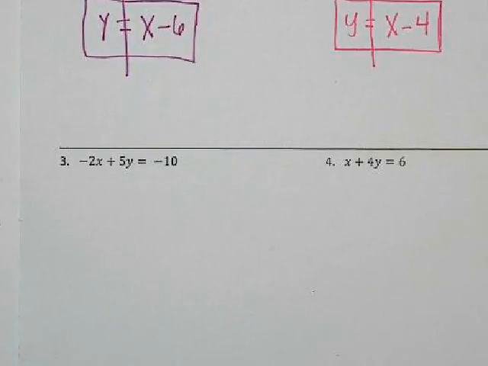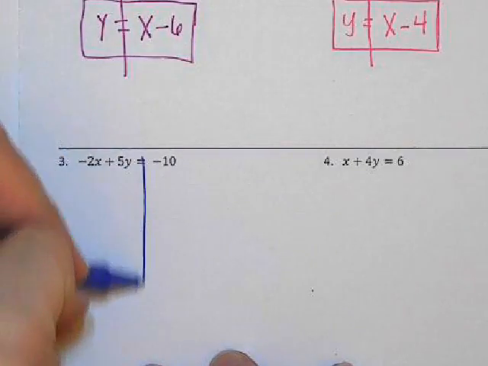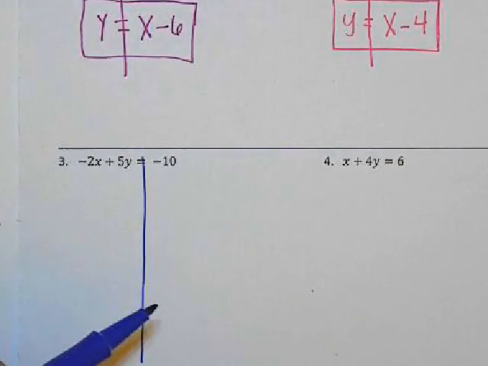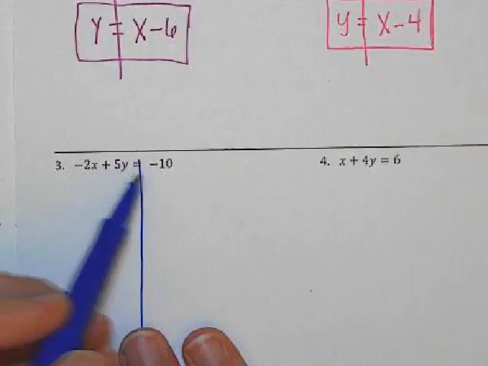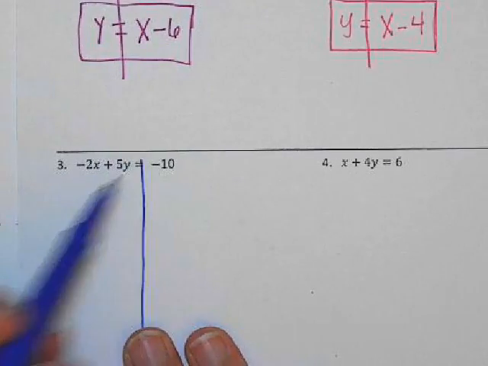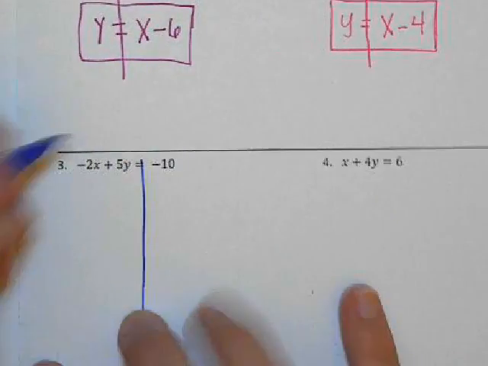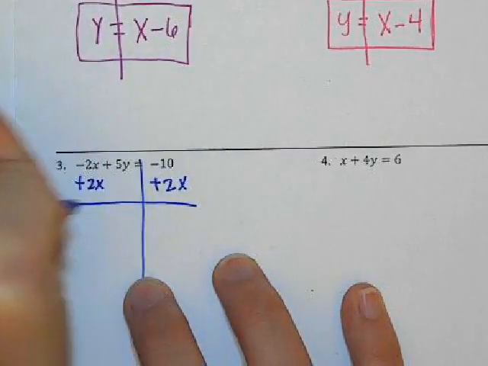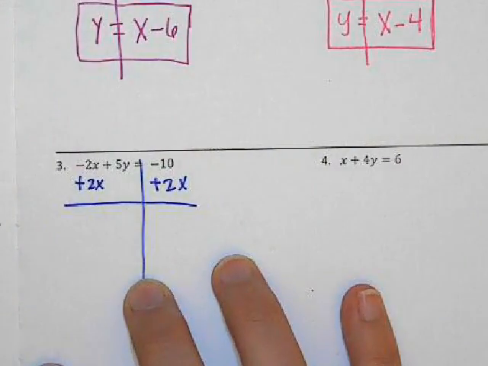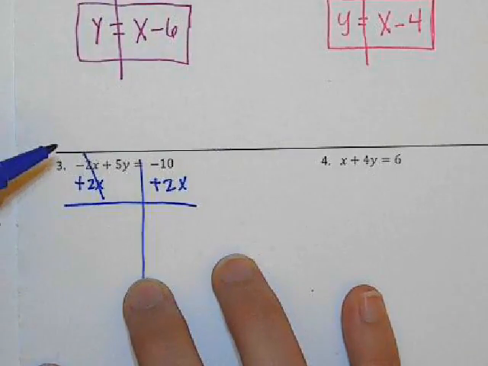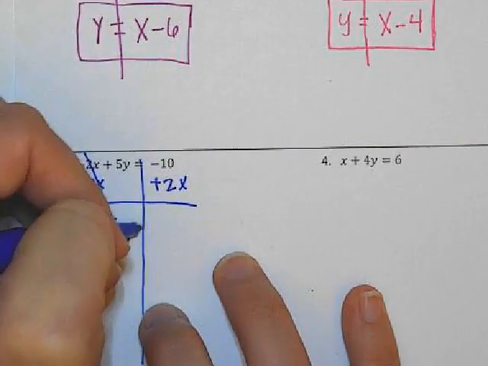Okay, number 3. Draw your line. What am I solving for? Y. So what do I need to get rid of first? The negative 2x. Okay, that's being added. How do I get rid of negative 2x? Put a positive. Plus 2x. Negative 2x plus 2x is 0. They cancel out, and I'm left with 5y equals.